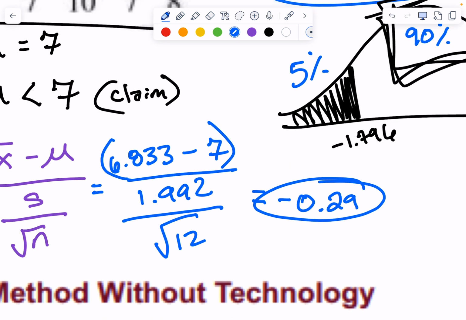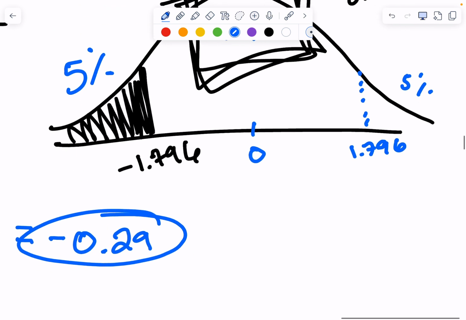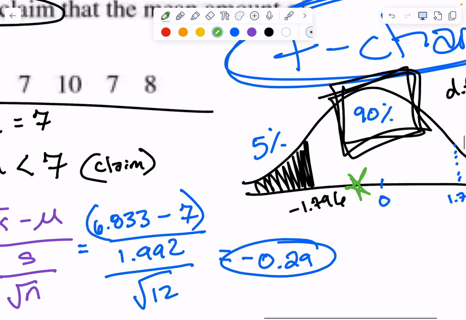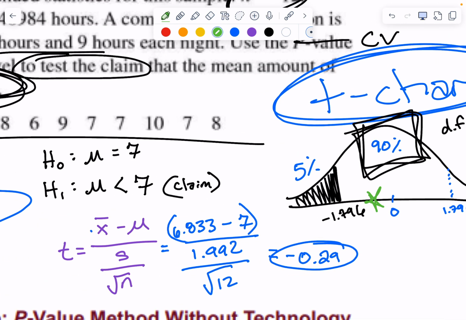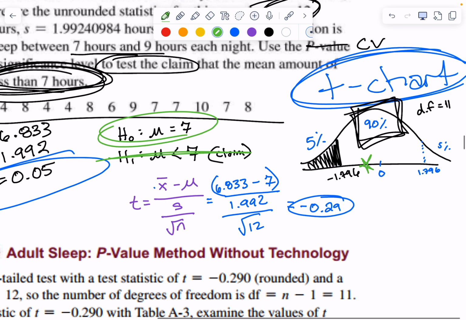All right. And where on my bell curve does 0 live? In the middle, because we're doing the critical value method. So my imaginary guy over here is positive 1.796, right? Where does my test statistic number live? He lives right here, right? So if that's my conclusion, are we saying that it's equal to 7, or are we saying that it's significantly less than 7? They're saying even though my number is 6.833, that's close enough to 7 that it's equal to 7 and not significantly less than 7. So we fail to reject H naught, and our claim is false.